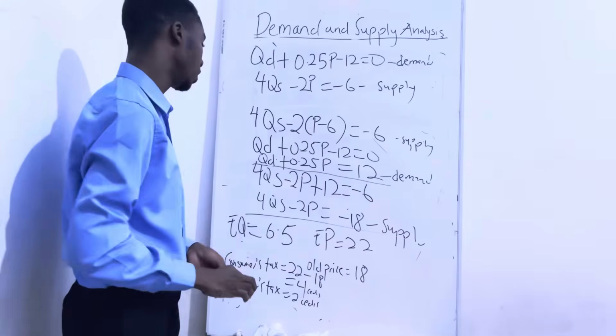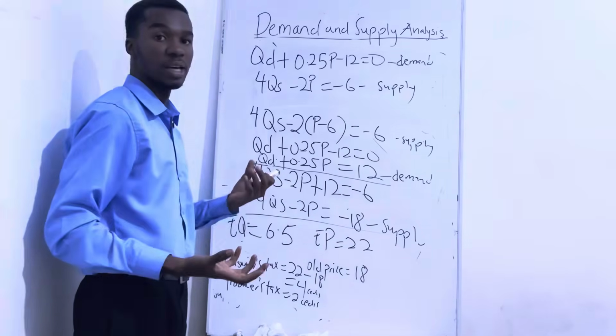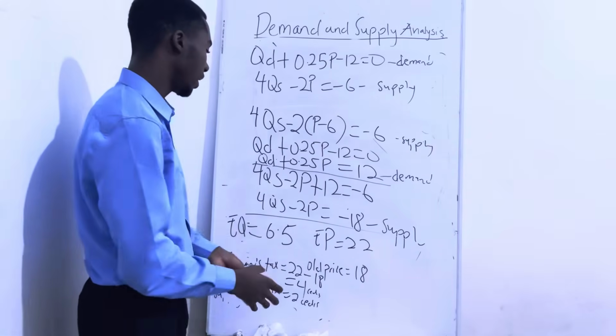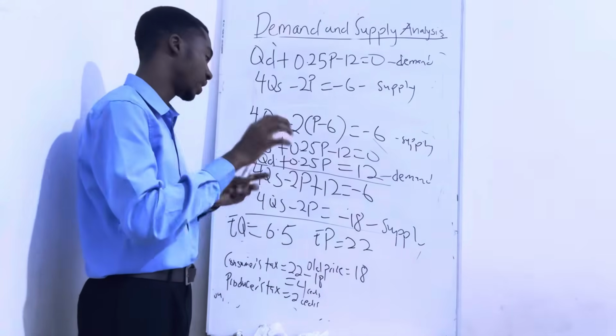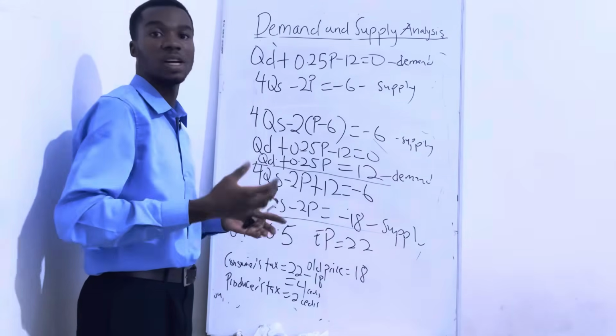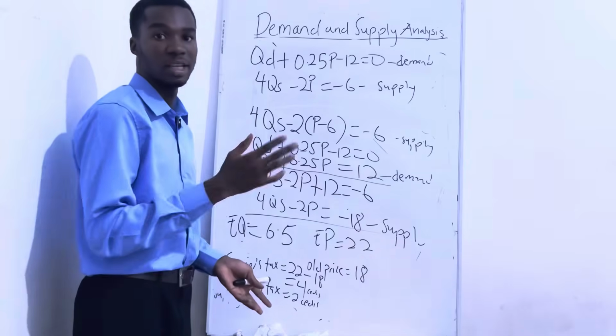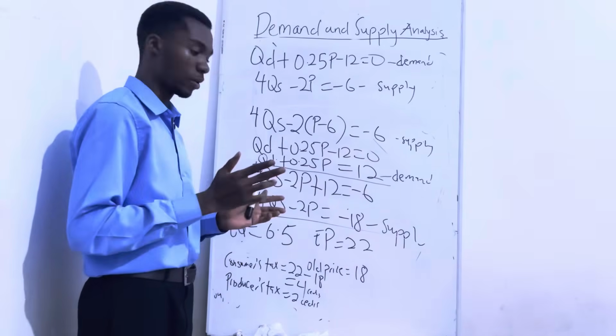You get it? So always this is how you go about it. If you want to see how they share the tax, you compare the new equilibrium price to the old equilibrium price. You subtract it. If there's a price difference, it means the consumer is the one paying that. Then the rest will be paid by the producer. That's how you go about it.